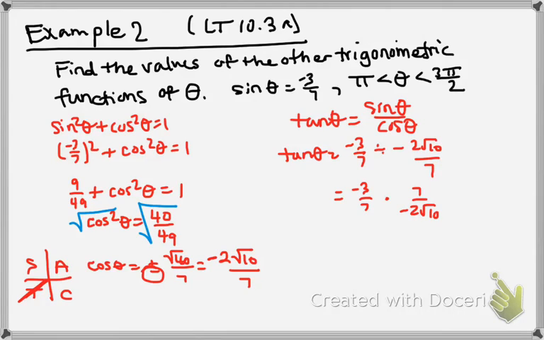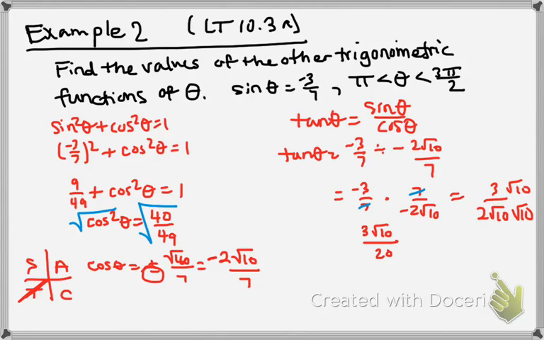So now I want to cancel anything possible. So I cancel those 7s, leaving me with negative 3 over, and actually that negative could go away because there's a negative on the bottom. So I end up with just 3 over 2 square roots of 10. But in math, we can't leave a radical in the bottom, so I multiply both the top and the bottom by the square root of 10, giving me 3 square roots of 10 over 2 times 10, so 20. And there's my tangent.